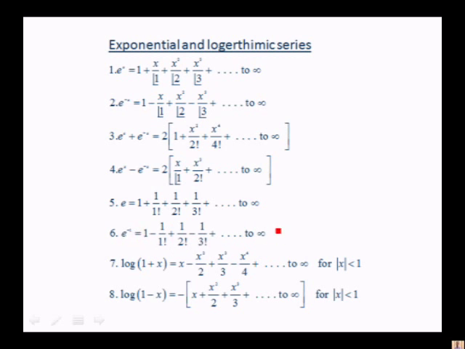Similarly, there are two formulas for log. Log 1 plus x is equal to x minus x square by 2 plus x cube by 3 etc. to infinity for mod x less than 1. And log 1 minus x is minus of that, and all the terms inside are plus: x plus x square by 2, x cube by 3 etc. to infinity.